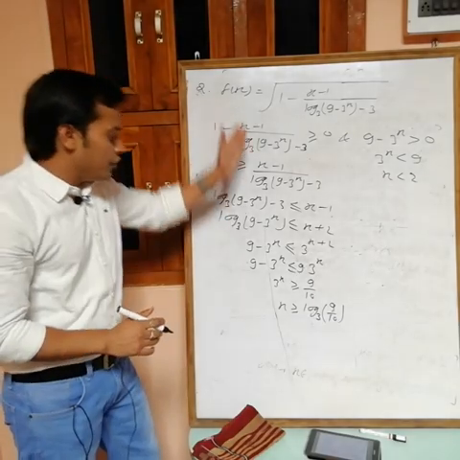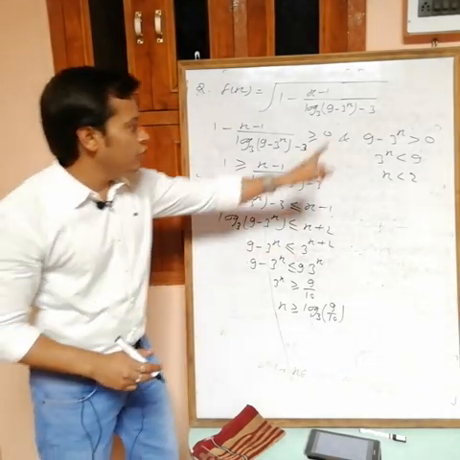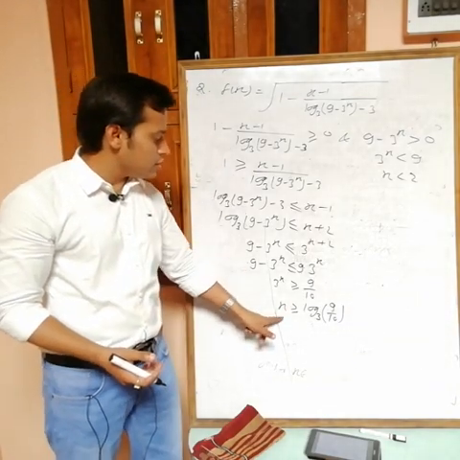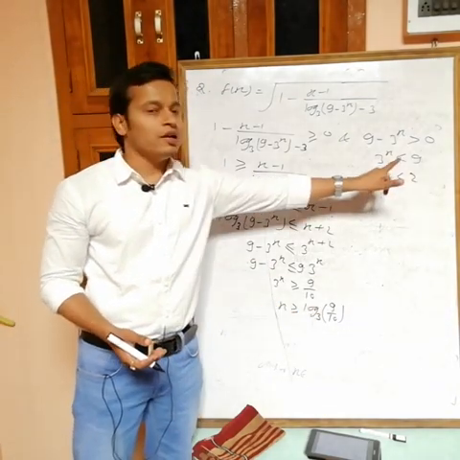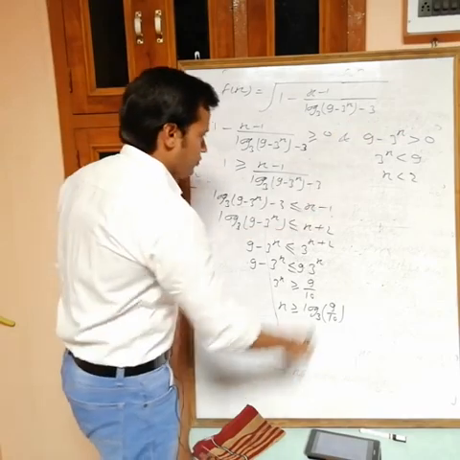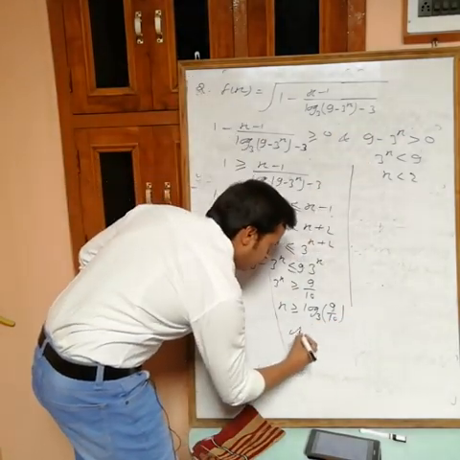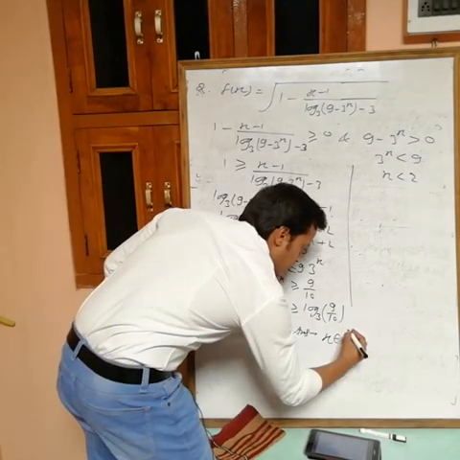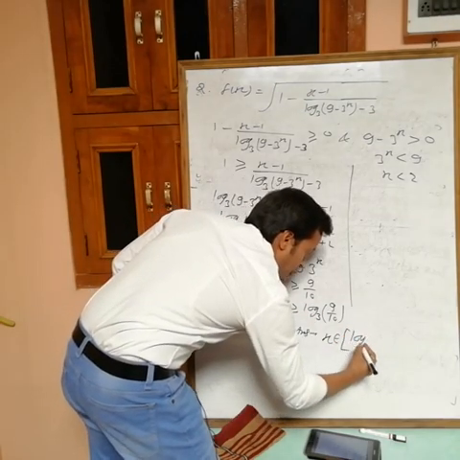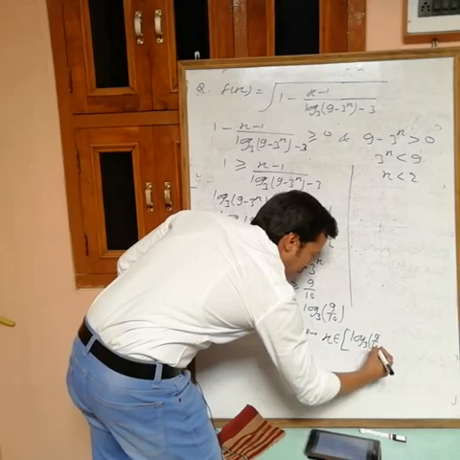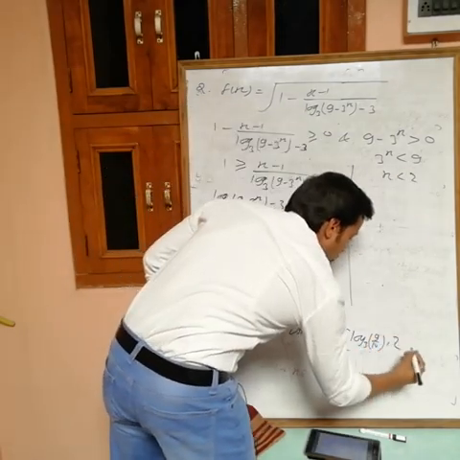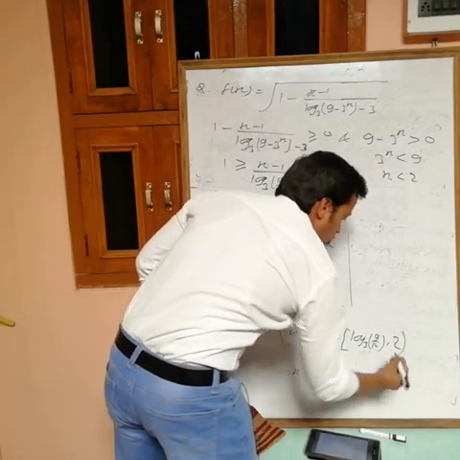So from this one we are getting this value of x, and from this one we are getting this value of x. Now take the intersection. It means x is greater than or equal to this one, but less than 2. Then solve. The final answer is x belongs to, greater than or equal to this one, so including log 3 of 9 by 10, comma 2, not included, so open interval.